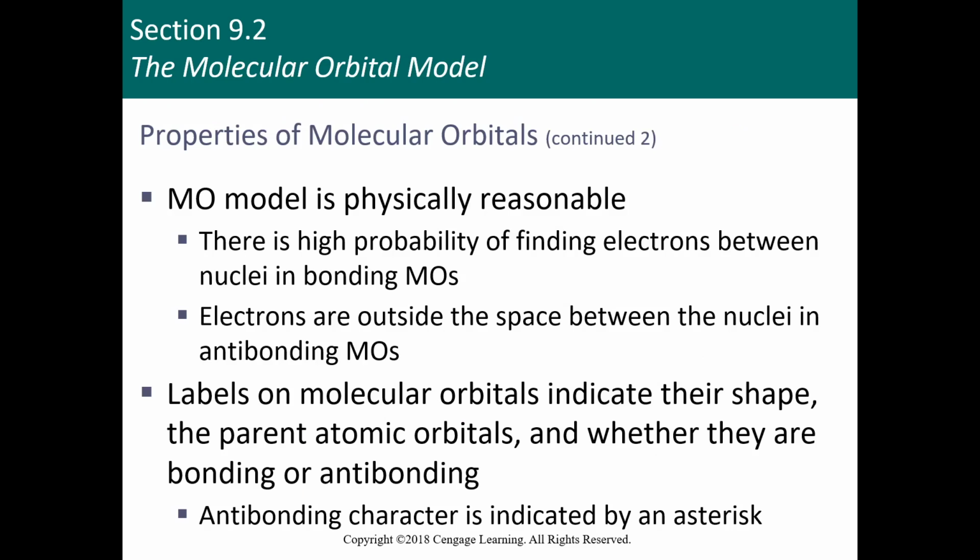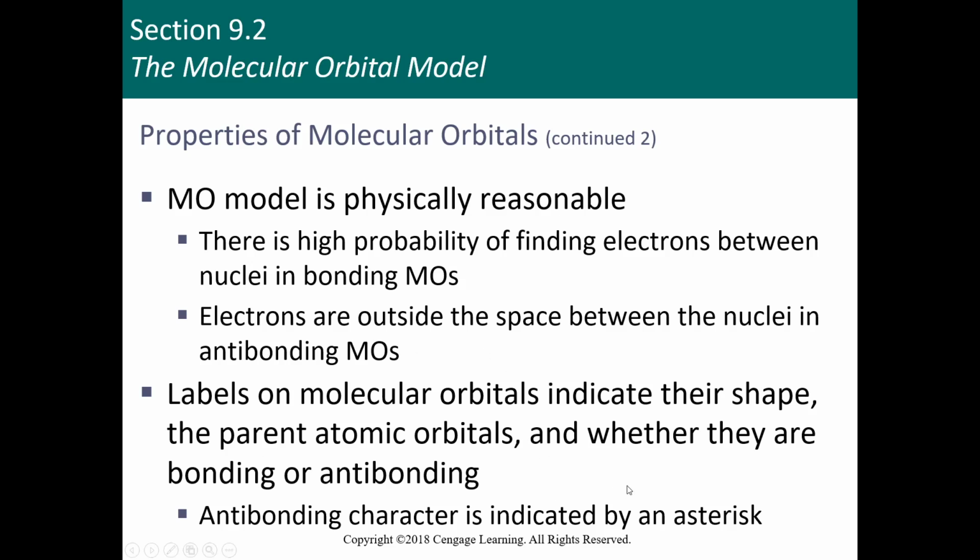The properties of these molecular orbitals. So the molecular orbital model is a physically reasonable model. There's a high probability of finding electrons between the nuclei in bonding molecular orbitals because, again, the nuclei are positive, the electrons are negative. They typically end up being shared because they're both being pulled by both nuclei. Electrons are going to be outside of the space between the nuclei in anti-bonding molecular orbitals because those will be not sharing. Those will be the ones that do not share.